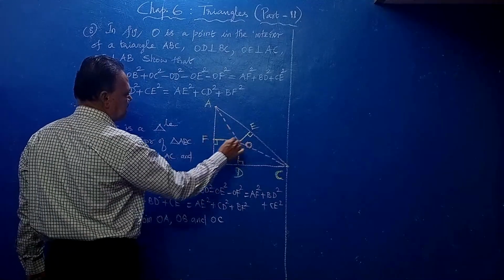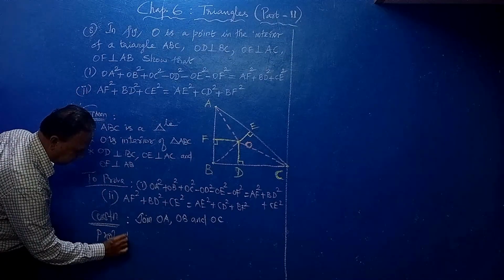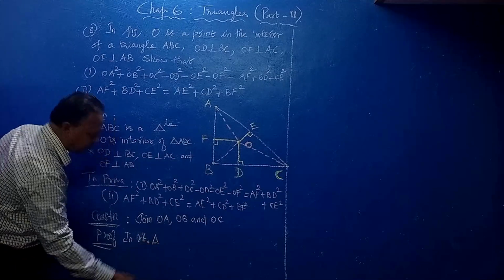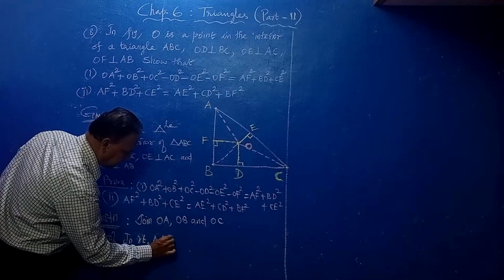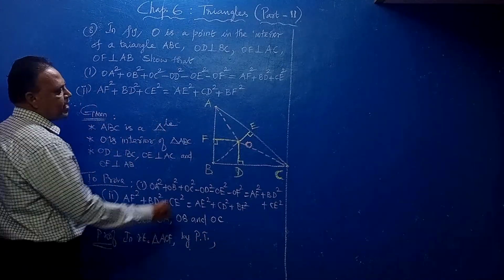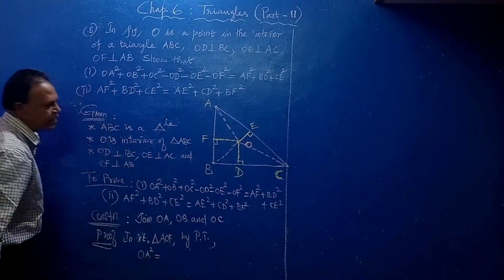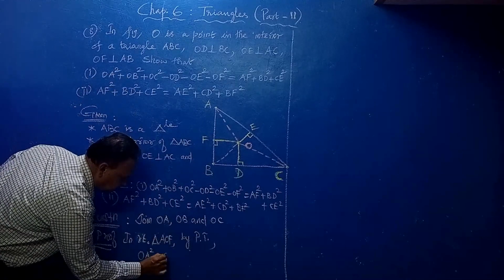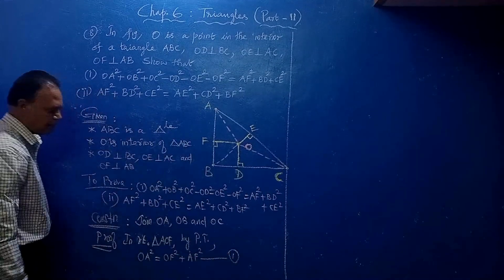So you take first this triangle. In right triangle AOF, by Pythagoras theorem, the 90 degree opposite side, that is OA squared, equal to, what you will get? OF squared plus AF squared. This is equation number 1.